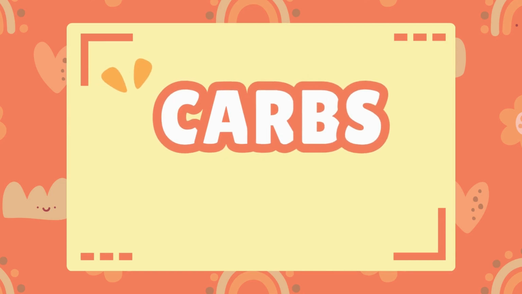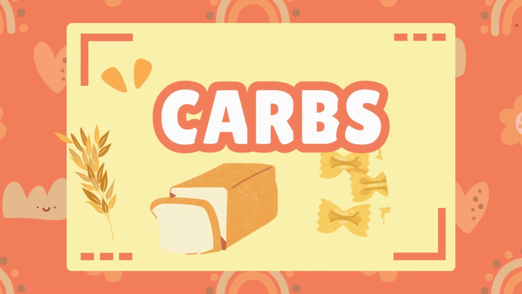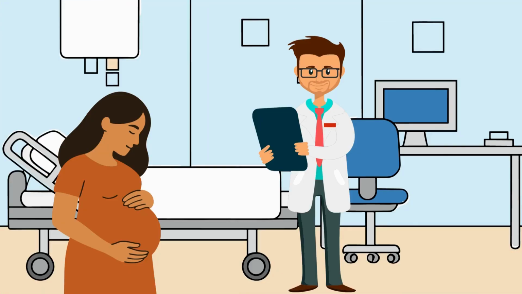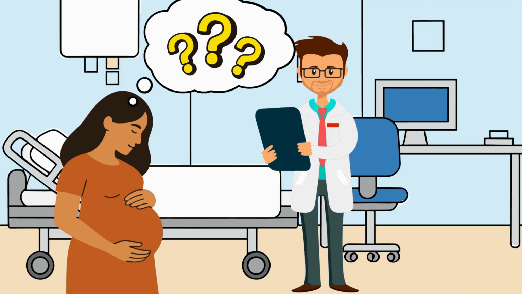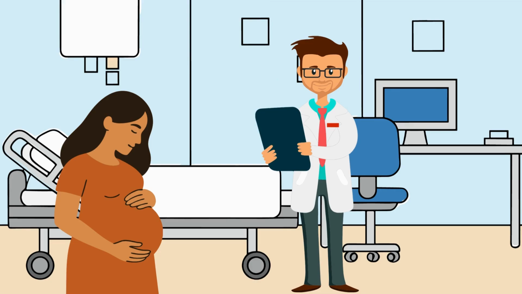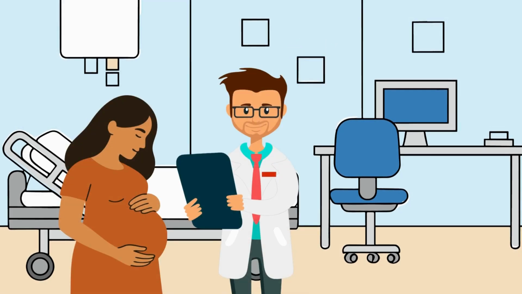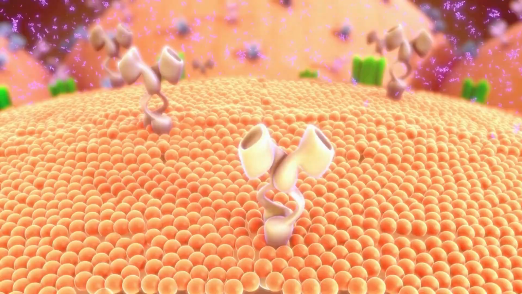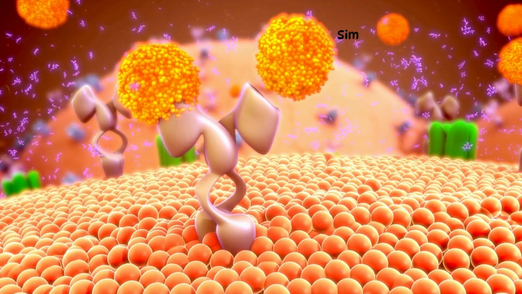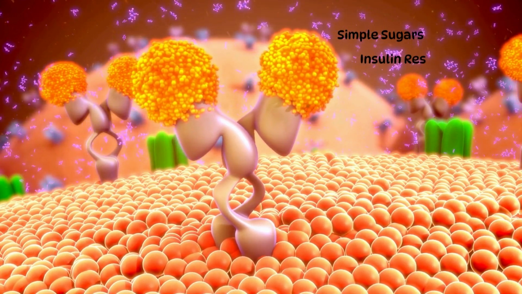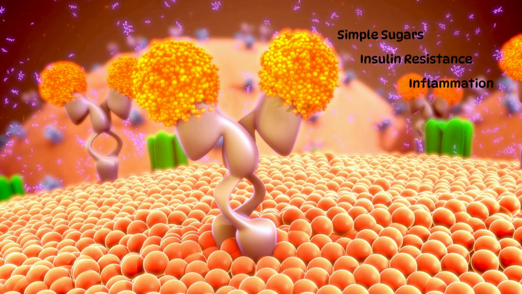First, we are going to explore the role carbohydrates play in gestational diabetes. Gestational diabetes, or GDM, is hyperglycemia first recognized during pregnancy. Common symptoms include increased thirst, frequent urination, or unusual fatigue. GDM shares similarities with type 2 diabetes, including higher intake of simple sugars, insulin resistance, and increased inflammation.